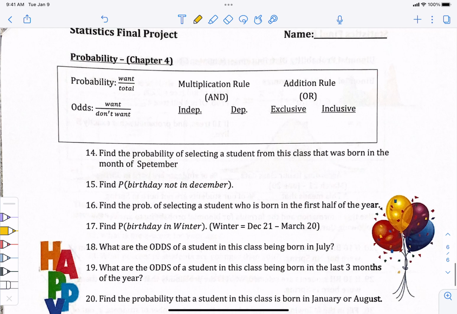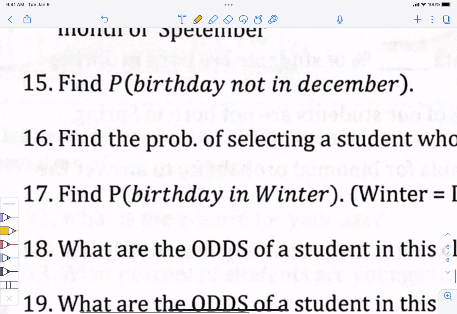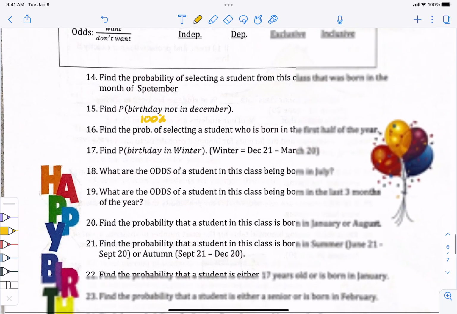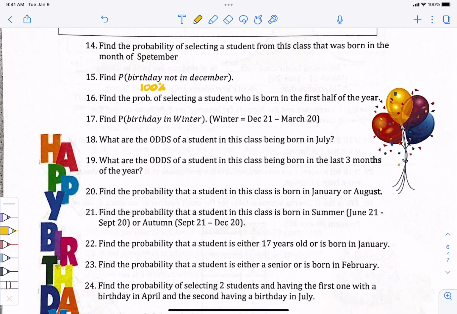If you get done and want to start probability, these are not hard. Like number 15, find the probability that your class has a birthday that's not in December. How many of you have birthdays that are not in December? Everybody. The probability of selecting a person not in December? 100%, right? Because nobody has birthdays in December. So some of these are not hard. When you get toward the bottom, they do get a little more difficult, and we can deal with those tomorrow. But if you want to work ahead and you get done, go for it, okay?